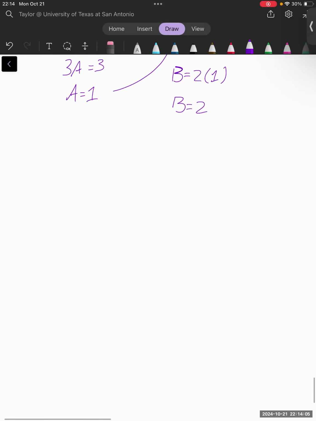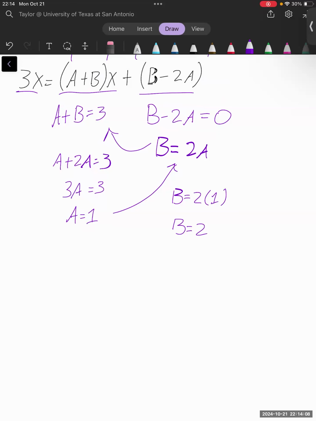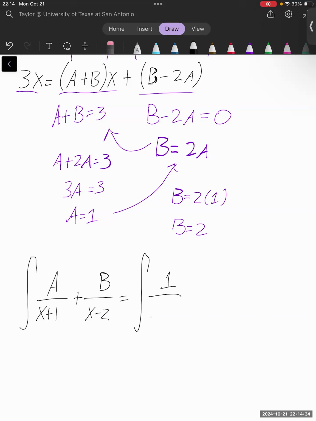And then back up to our original expression here, I'm going to pull this down. We get the integral of a over x plus 1 plus b over x minus 2. Substituting my a and b, we get the integral of 1 over x plus 1 plus 2 over x minus 2.